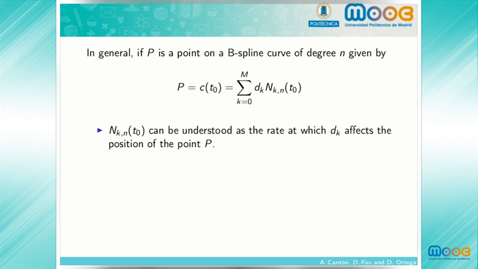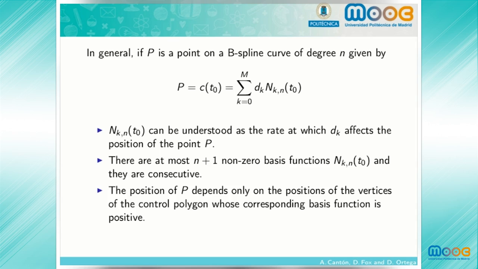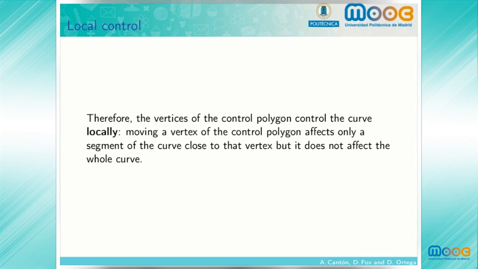In general, if p is a point on a B-spline curve of degree n, the basis function N sub k,n at time t0 can be understood as the rate at which the coefficient d sub k affects the position of the point p. There are at most n plus 1 non-zero basis functions, and they are necessarily consecutive. The position of p depends only on the positions of the vertices of the control polygon whose corresponding basis function is positive. Therefore, the vertices of the control polygon control the curve locally. Moving a vertex of the control polygon affects only a segment of the curve close to that vertex, but it does not affect the whole curve.